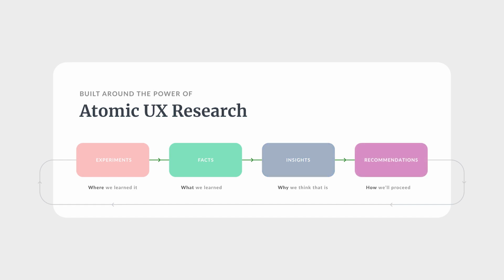Finally, recommendations are what we think we should do with this knowledge. Once again, we might have lots of ideas of what we might do about a single insight, and we may bring several insights to form a single recommendation. Most recommendations are testable, which then creates new experiments, and the cycle continues.